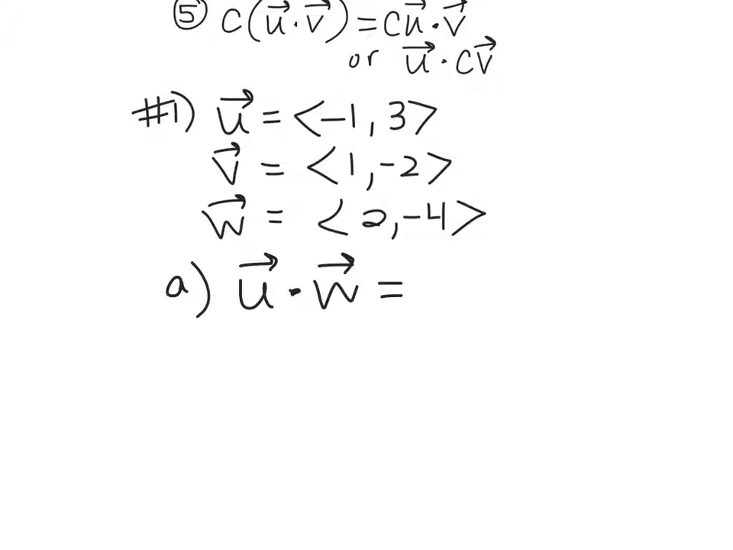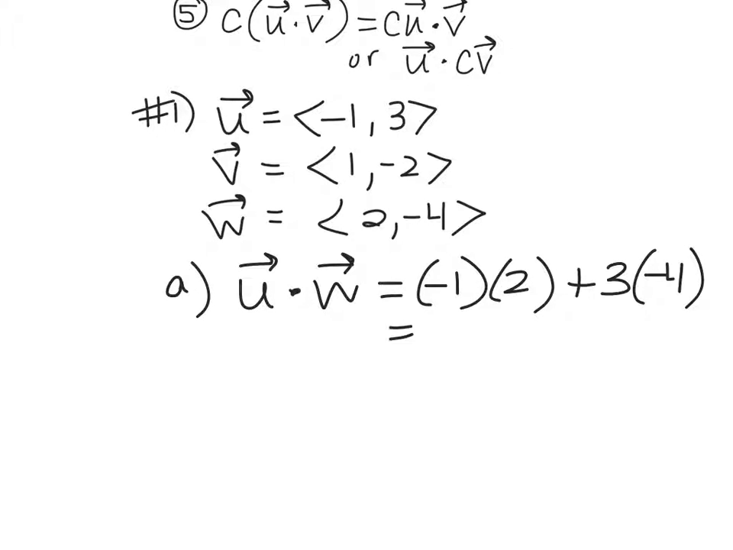So you need to know that you're going to take -1 times 2. So u dot w would be these two vectors here. So -1 times 2 plus 3 times -4. And you'll have your calculator. It's fine. Ooh, you could write a program for that. All right, so you get -2 minus 12. So the answer is -14.